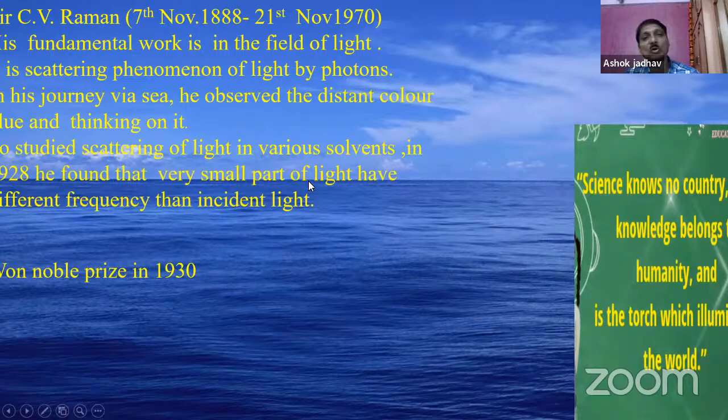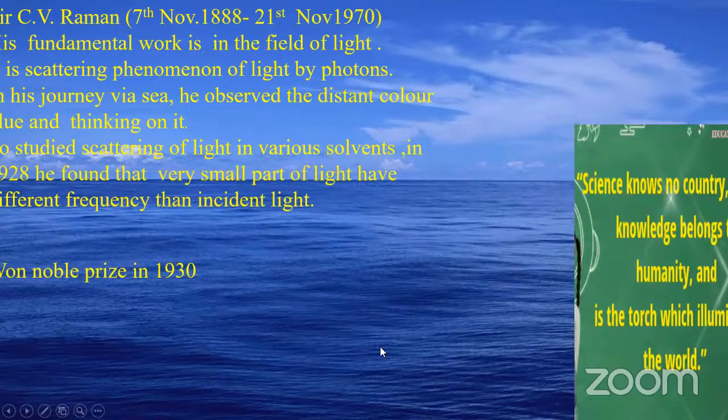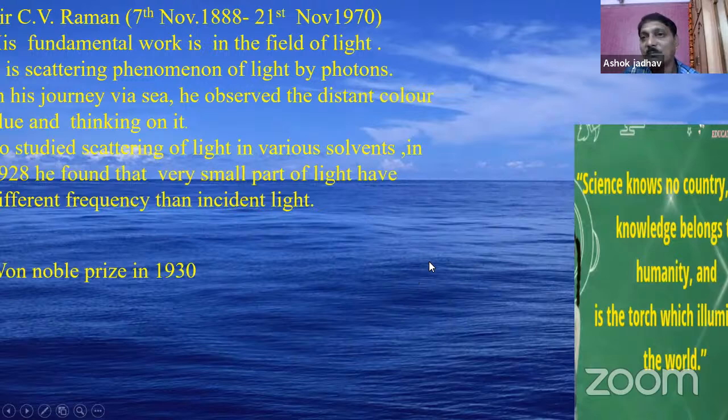That very small amount of light has a different frequency than the incident light, or from the light that comes from the sun. He observed that this blue light is due to the scattering effect of photons, very little scattering effect of photons. Similarly, that frequency of light is just different from the incident light. That's why the sky looks blue, but some clouds look white.